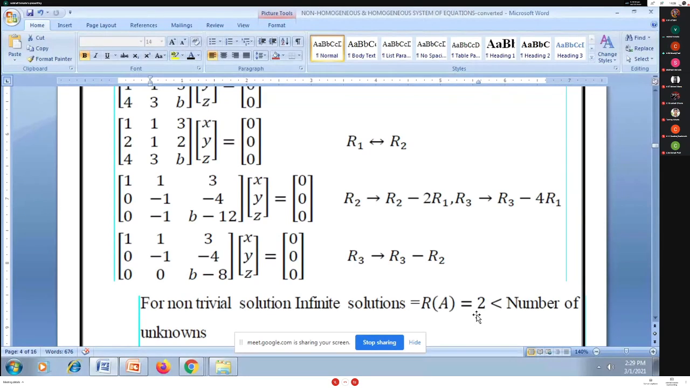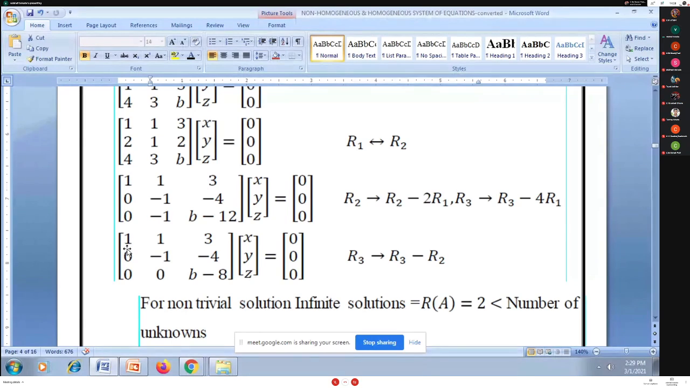Ma'am, the above matrix we consider in echelon form, that is, b minus 8 is equal to 0, so that the rank will be 2. Yes, speak. Ma'am, there are 2 non-zero rows. Yes. Yes. That is what I wanted to ask. That is the expected answer.